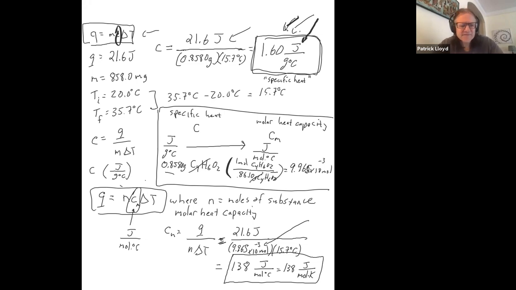So not that different, yet you can make mistakes on this one because you don't recognize that, oh, it's asking for the molar heat capacity. Okay. So we have one more type of problem to take a look at. So let me share this over here.